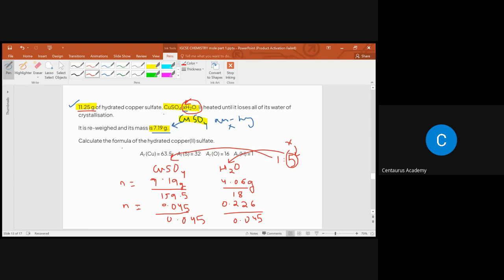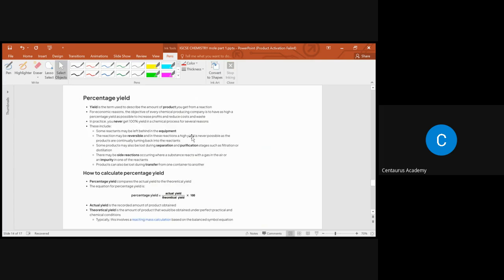Hence, the formula of hydrated copper sulfate, which you're going to write at the end, is going to be CuSO4.5H2O. Okay. Moving on. Now, when we're discussing the percentage yield, do we have any questions so far?